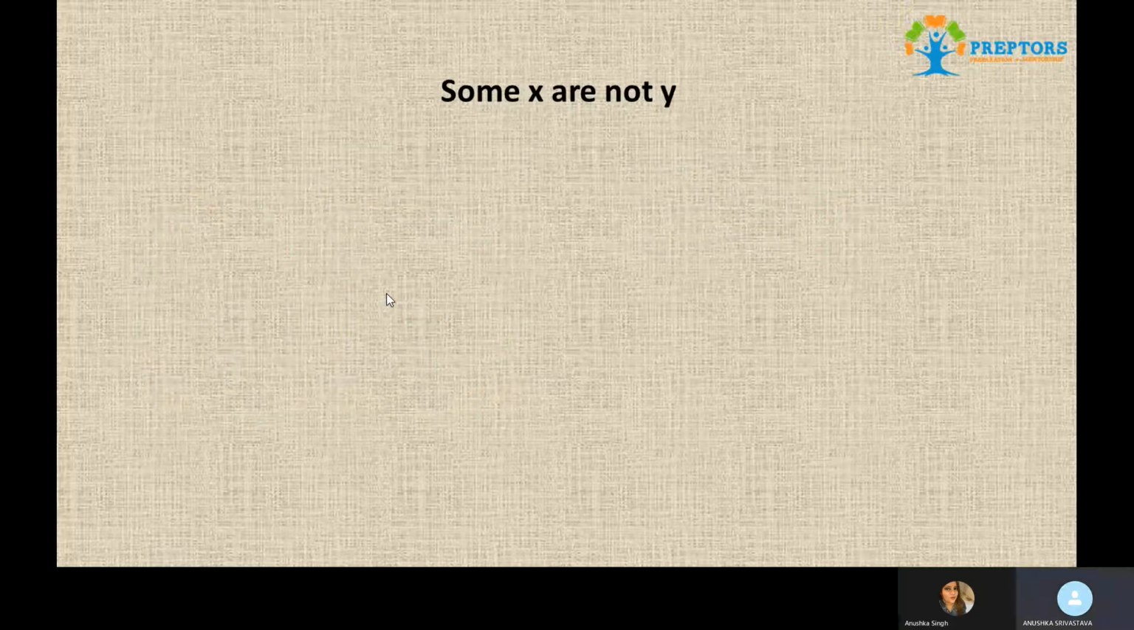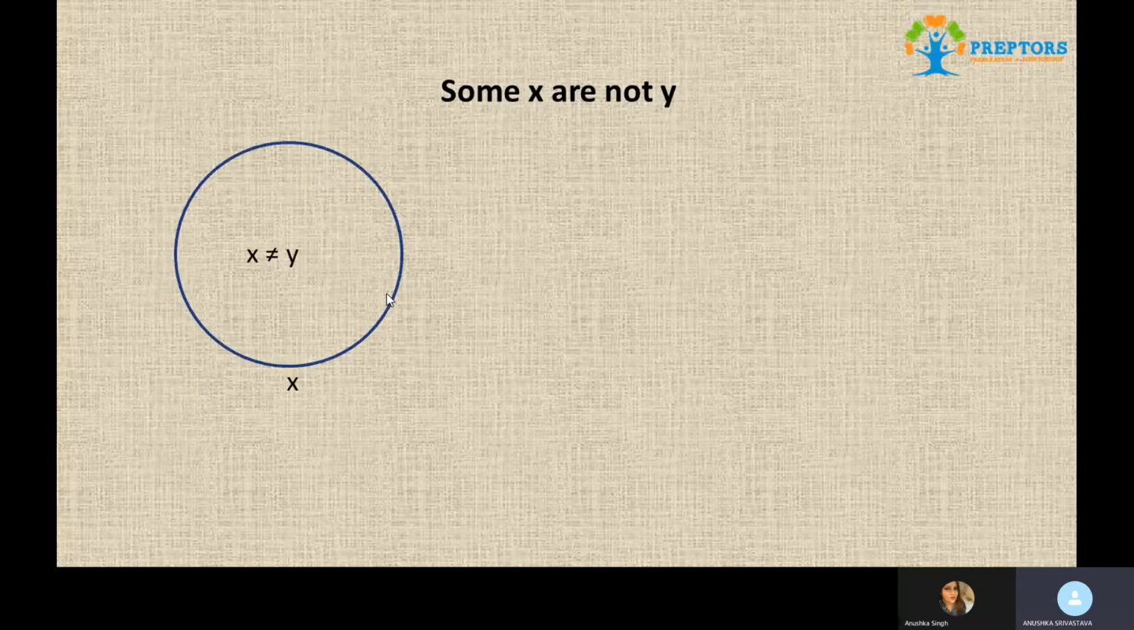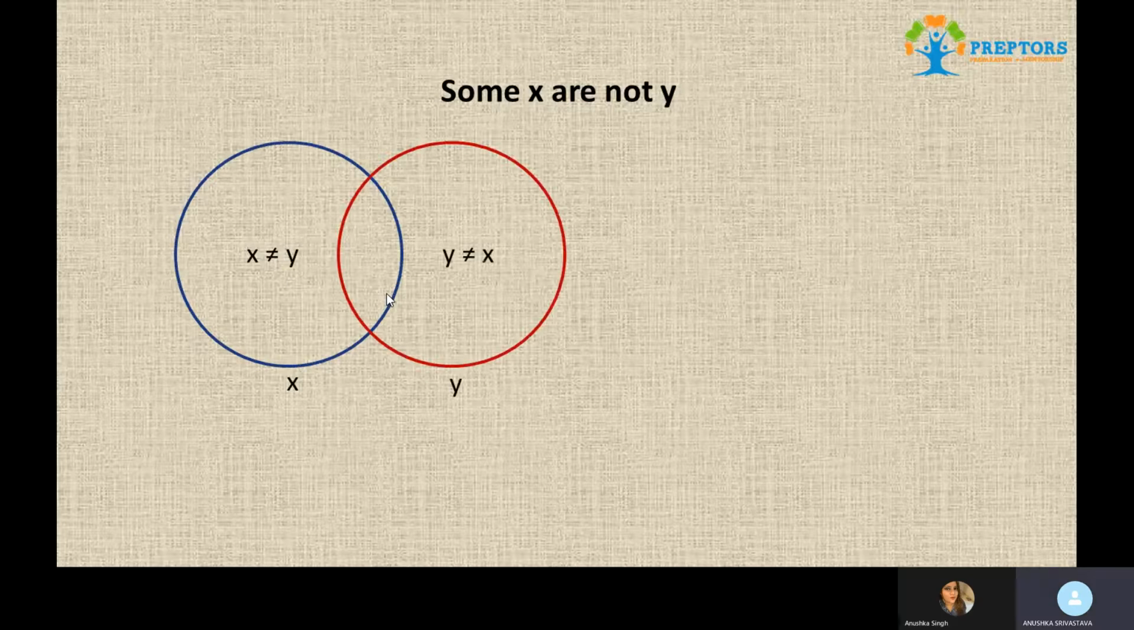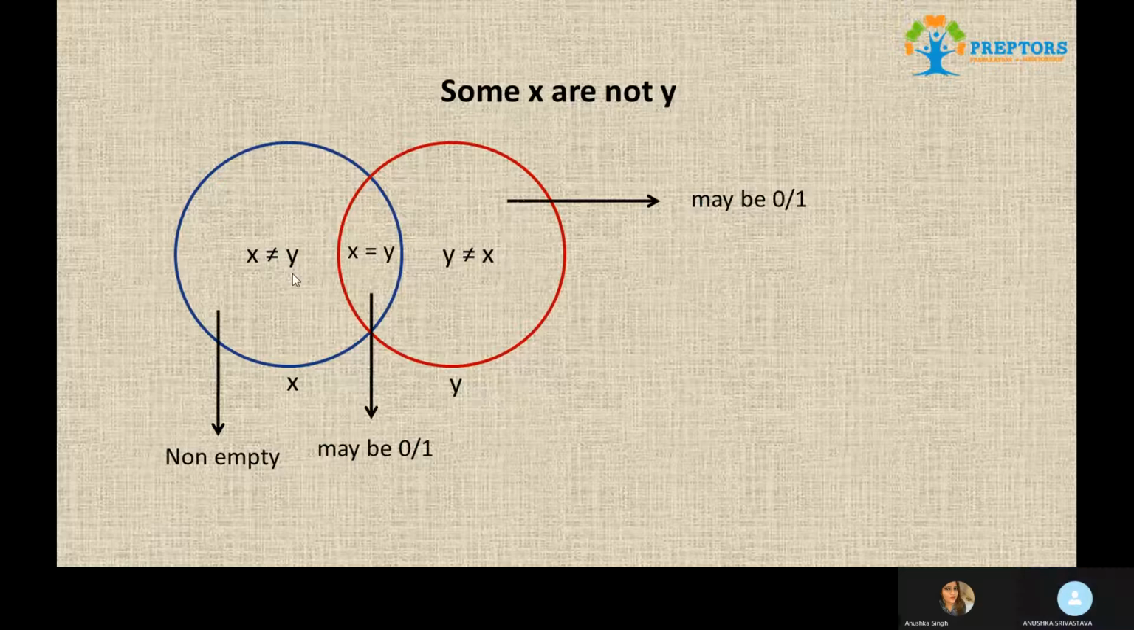This is my third categorical proposition. This is known as particular negative. So this is x. This represents y. This is x which is not equal to y. This is y which is not equal to x. Now I know some x are not y, which means this part definitely is non-empty. This can be empty or non-empty, and this can be empty or non-empty.